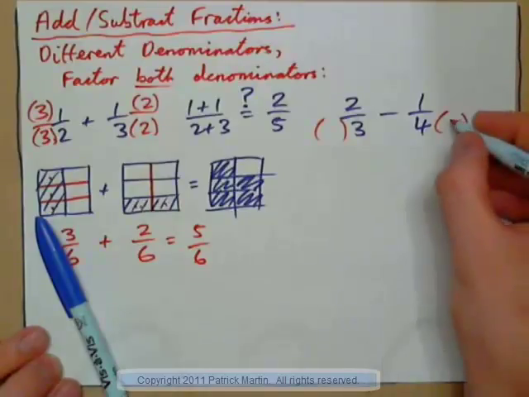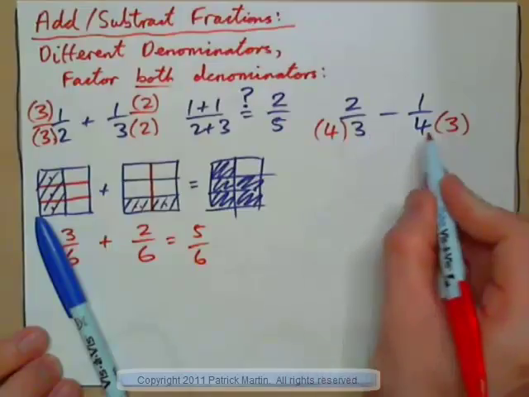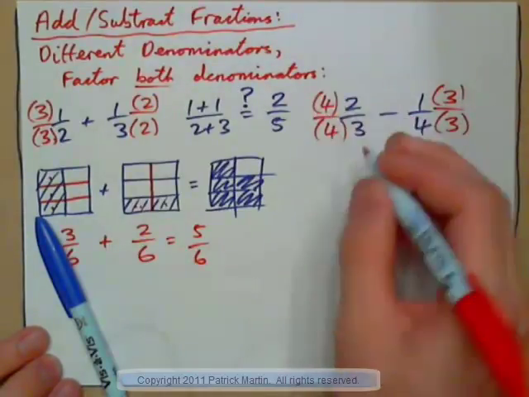See if you can do it. A 3 here and a 4 here, right? Now the bottoms are the same: 4 times 3, 4 times 3. But don't forget, multiply the top by 3 here and multiply the top by 4 here.